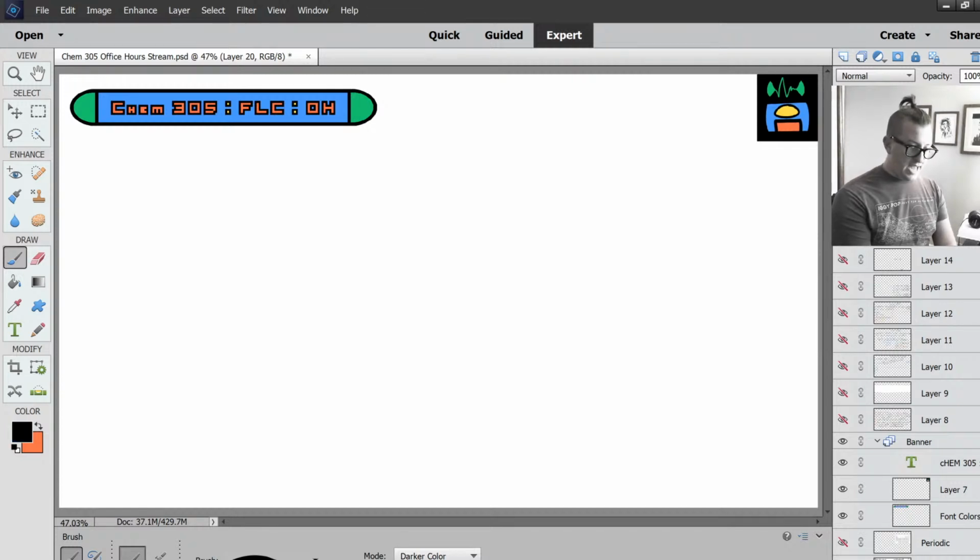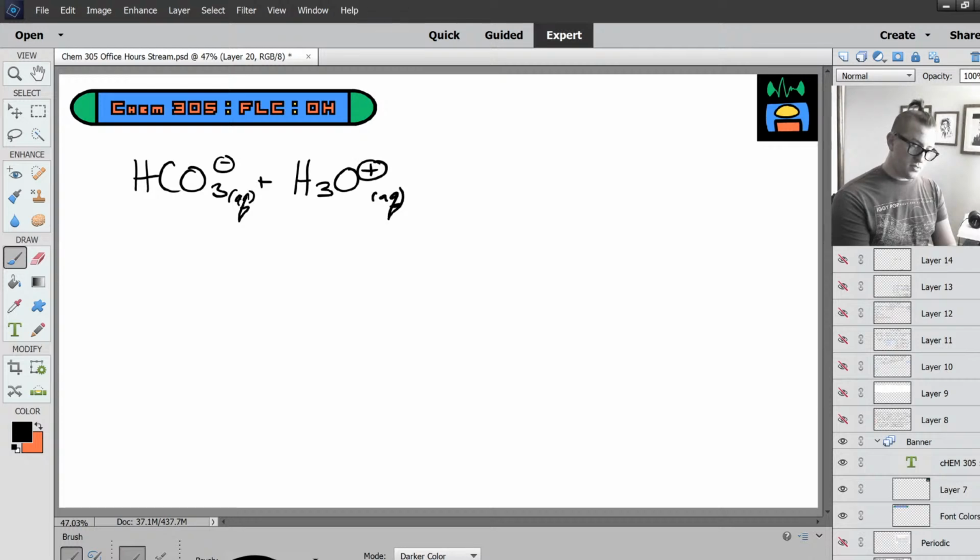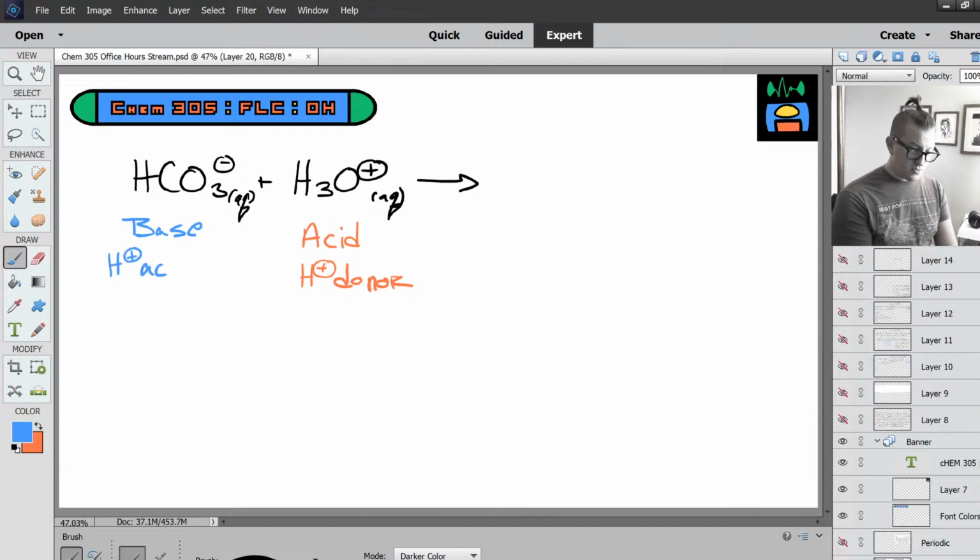First, let's do adding acid. So we start with our conjugate base plus, and this is aqueous, plus adding acid means adding hydronium, H3O+. These two react. Okay, so remember what an acid is. An acid is an H+ donor. And remember what a base is. A base is an H+ acceptor.